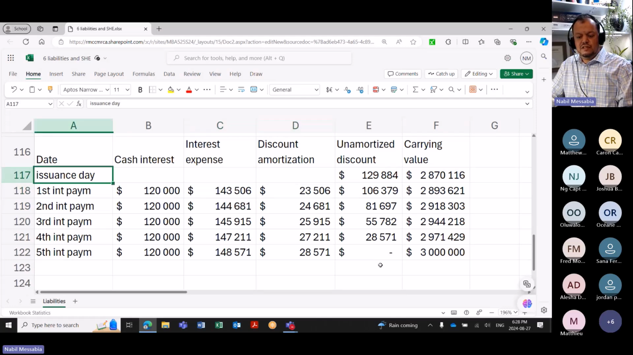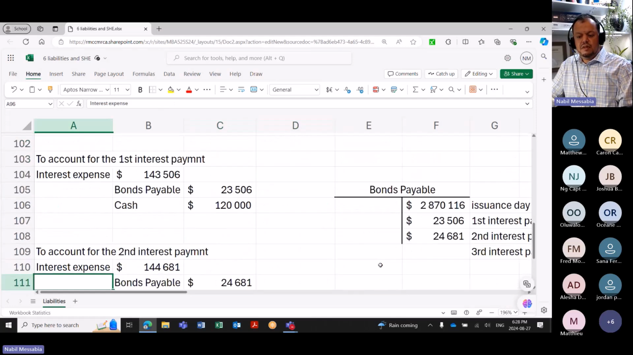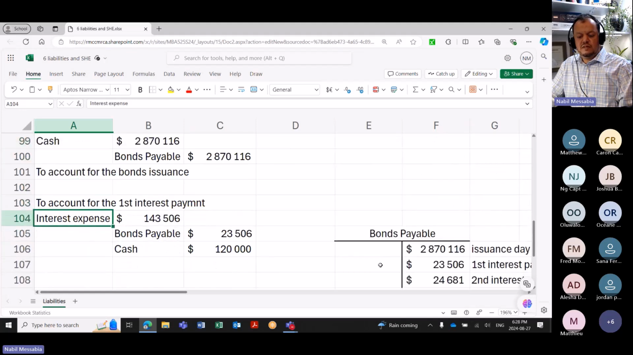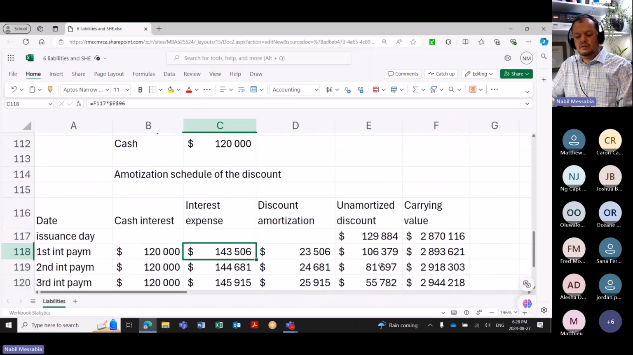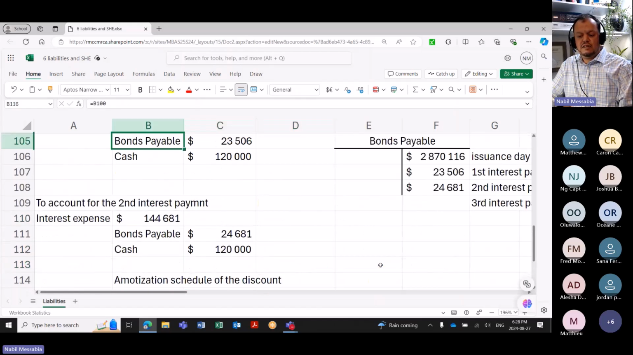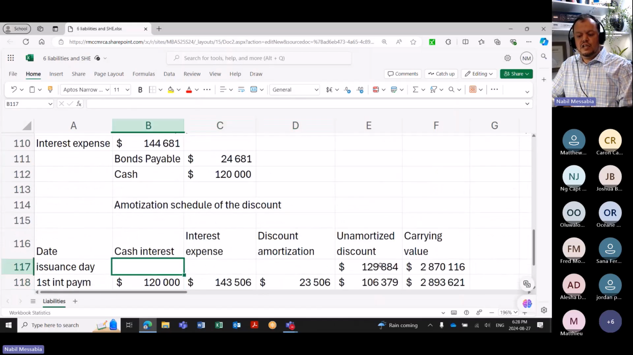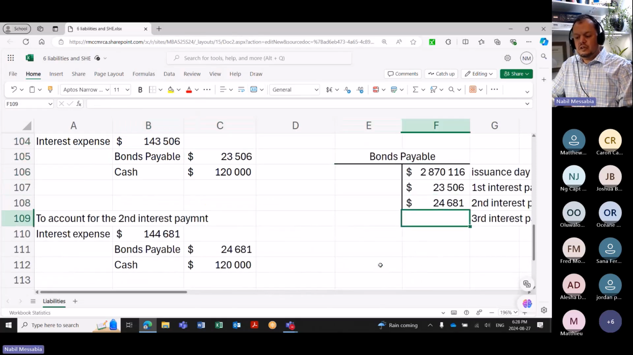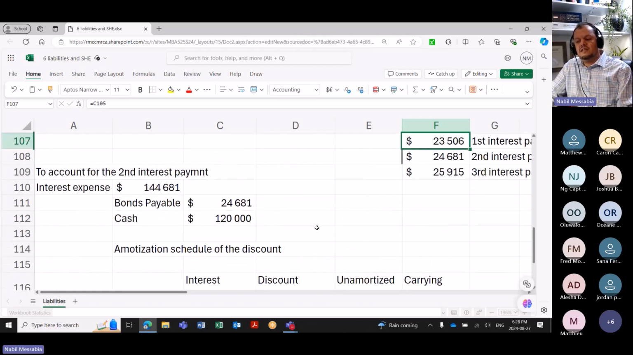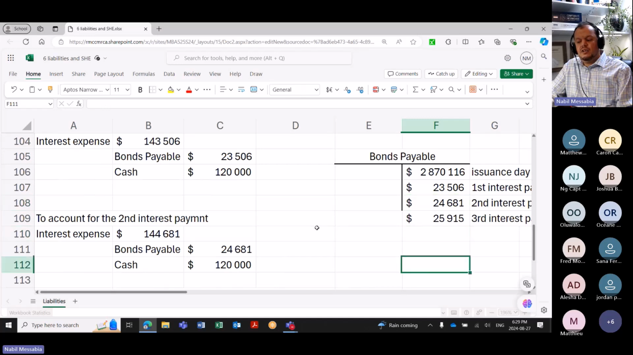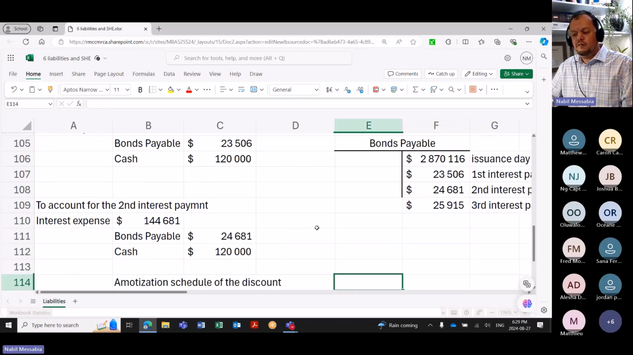So as you can see, first year, you remember the numbers? Debit interest expense, and the 43, credit bonds payable for 23,000. That is the number here. That is the 23,000 in amortization. And 24,000, this is the amortization of the second year. And if you keep going, third year would be 25,000, and so on until at the maturity day, we will end with 5 million.